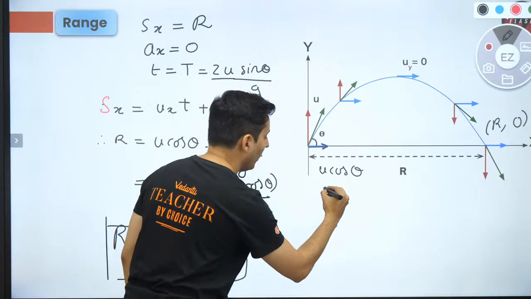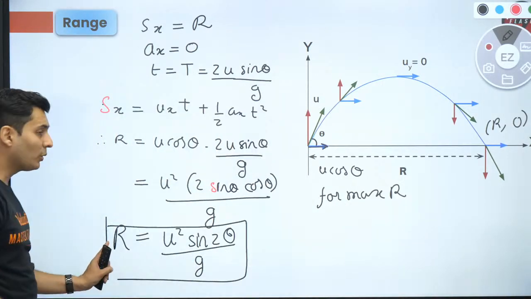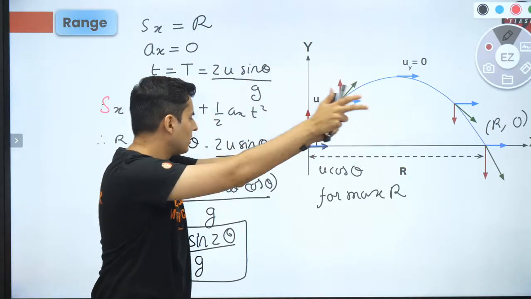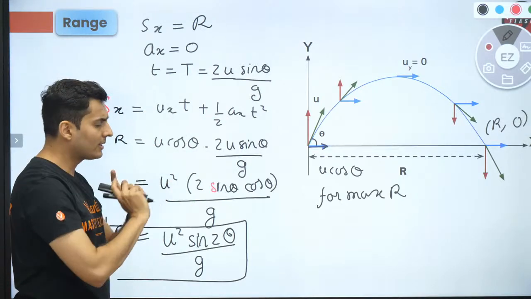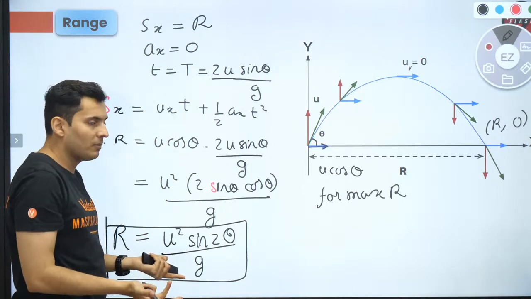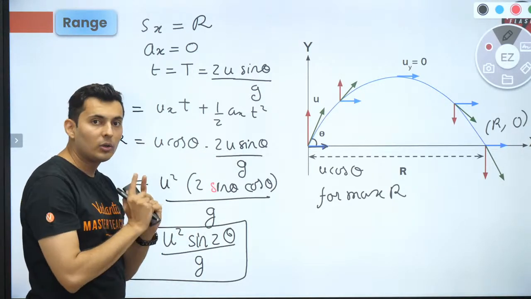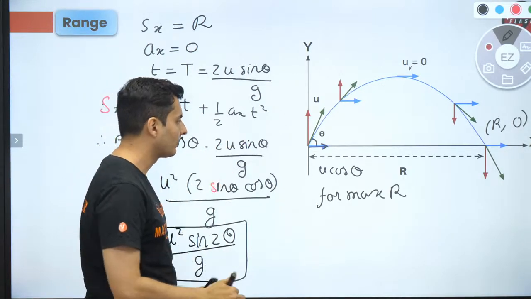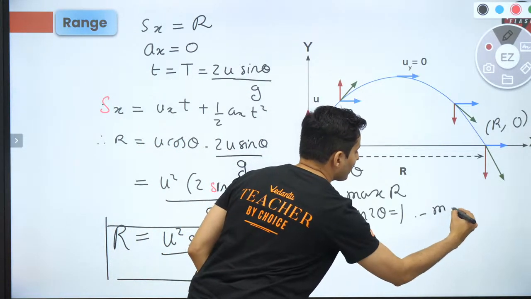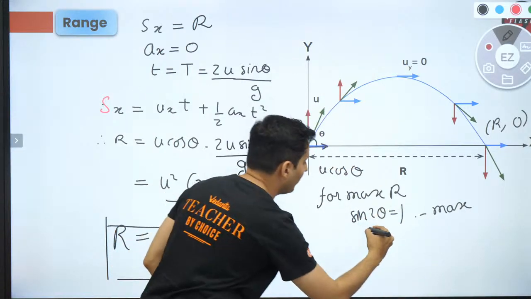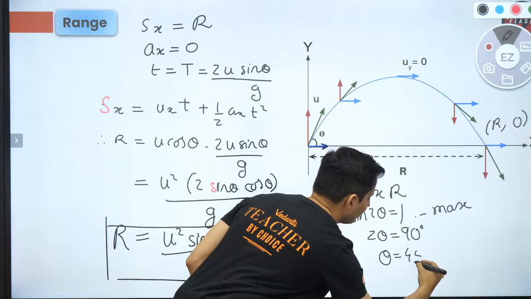And for max range, if you want to project it for maximum range, what you will do is, you cannot change u. You are throwing it with the same speed at different angles. G, obviously, you cannot change your planet. So the only thing you can change is sine 2 theta. And we all know the maximum value of sine 2 theta is 1. So understand, sine 2 theta is 1. In fact, that's the maximum value of sine 2 theta. And when is sine 2 theta 1? When 2 theta is 90, that means theta is 45 degrees.